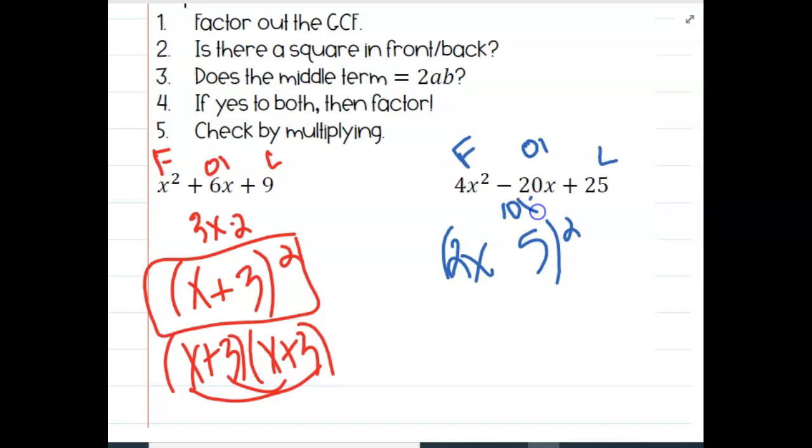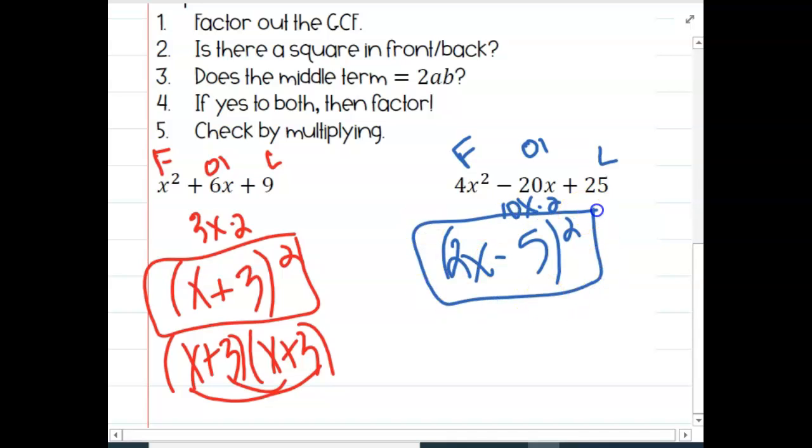2x times 5, which is 10x. But that's just the O. We also have to do the I. But we already know it's going to be the same thing. There are two of them, the O and the I. So disregarding the sign, 10x times 2, it works. So you're going to take that sign, drop it into your answer.